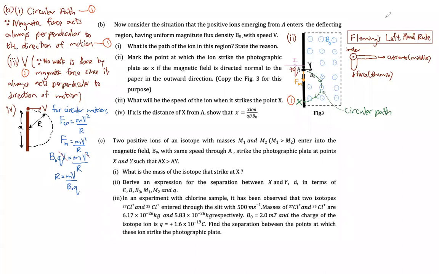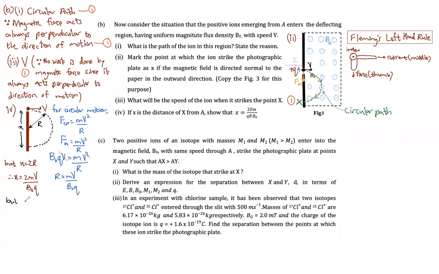But we need to find x, and we know x is equal to what, people? X is equal to 2r, according to the diagram. So x is finally 2mv over B naught q. Still don't have the answer. What else should I substitute?